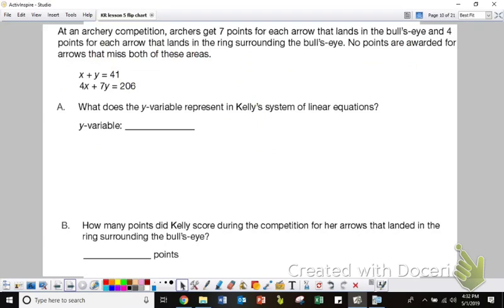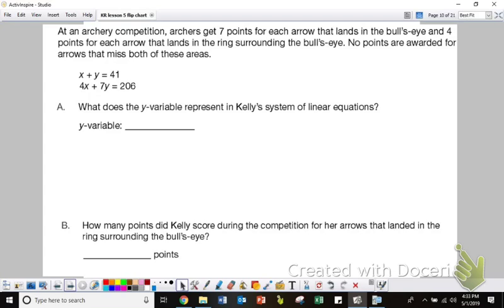Okay. Next one, at an archery competition, archers get 7 points for each arrow that lands in the bullseye and 4 points for each arrow that lands in the ring surrounding the bullseye. No points are awarded for arrows that miss both of these areas. So if I'm given the system of equations x plus y is equal to 41 and 4x plus 7y equals 206, what does the y variable represent in Kelly's system of linear equations?